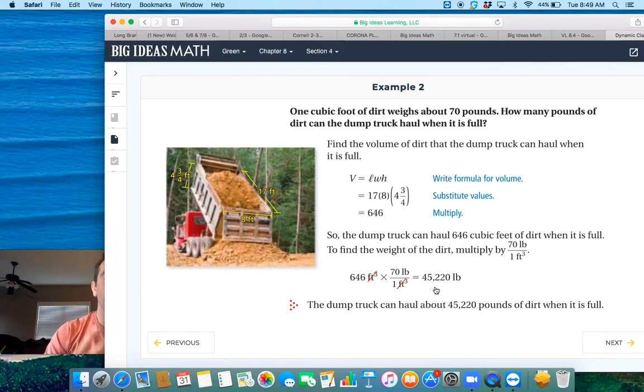So that was a 2-step problem, guys. We had to first understand what it was asking us. We needed to first find the volume and then say, all right, if 1 cubic foot holds 70 pounds and we have 646 cubic feet, then we need to multiply 70 times 646 to get our final answer.